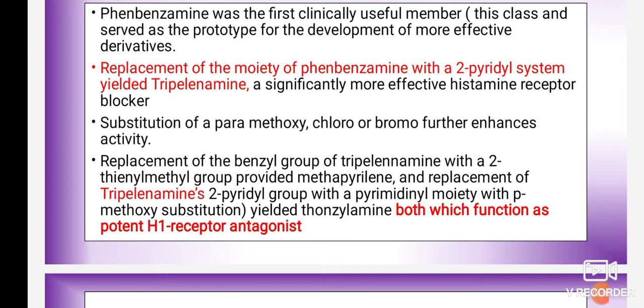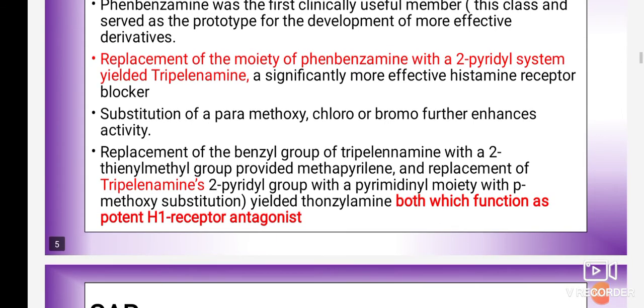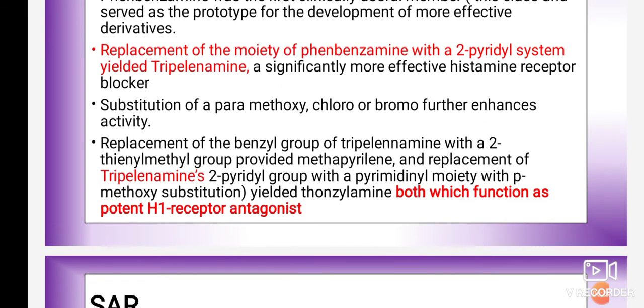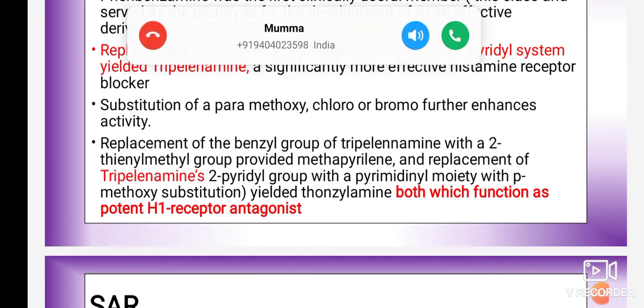enhancement in the activity. Then the third point: replacement of the benzyl group of tripelennamine with a 2-thenyl methyl group provided methapyrilene, and replacement of tripelennamine's 2-pyridyl group with a pyrimidinyl moiety with para-methoxy substitution yielded thonzylamine.